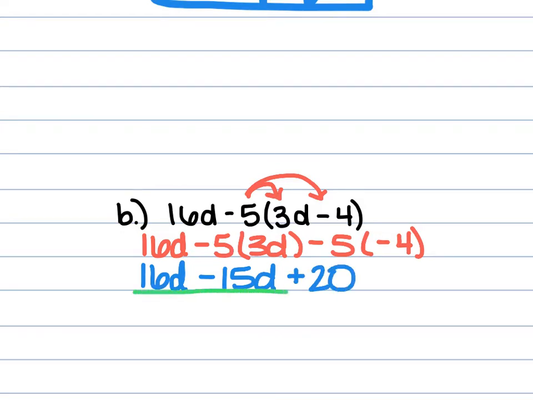So now combine your like terms. 16D minus 15D is just 1D, or D plus 20.